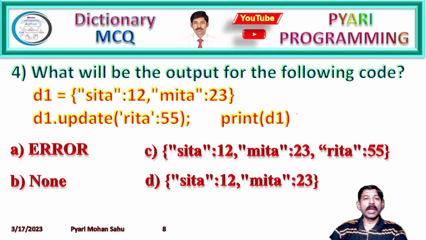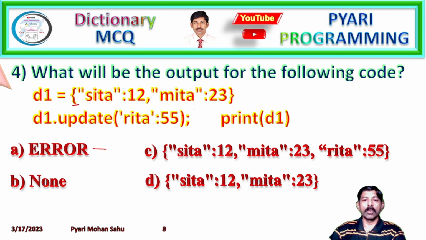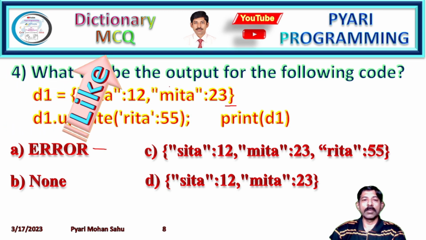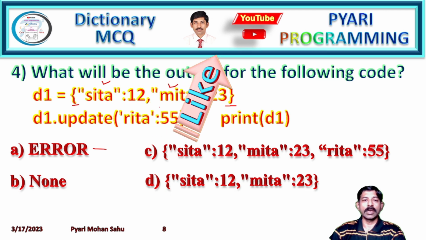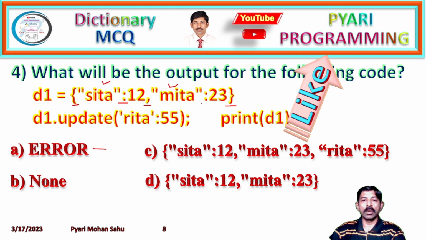Now let's see the next question. Next question is also asking about the output, and we have option called error also. So let's see whether there is error or not. It is enclosed within curly bracket, no problem. The keys are immutable and the keys are in the form of string which is enclosed in double quotes, no problem. Elements are separated by comma. Key and value pair is separated by colon, no problem.